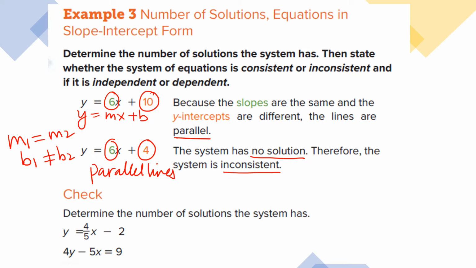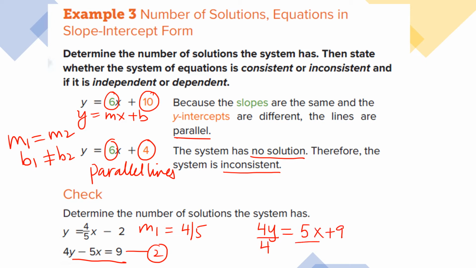Let's look at this one. This is already in slope-intercept form. So the slope is 4 by 5. This equation number 2 we need to convert to slope-intercept form. So we will keep y here, move the 5x to the other side. It becomes this. Divide by 4 on both sides so that this 4 and this 4 cancel, and you have y equal to 5 by 4x plus 9 by 4.